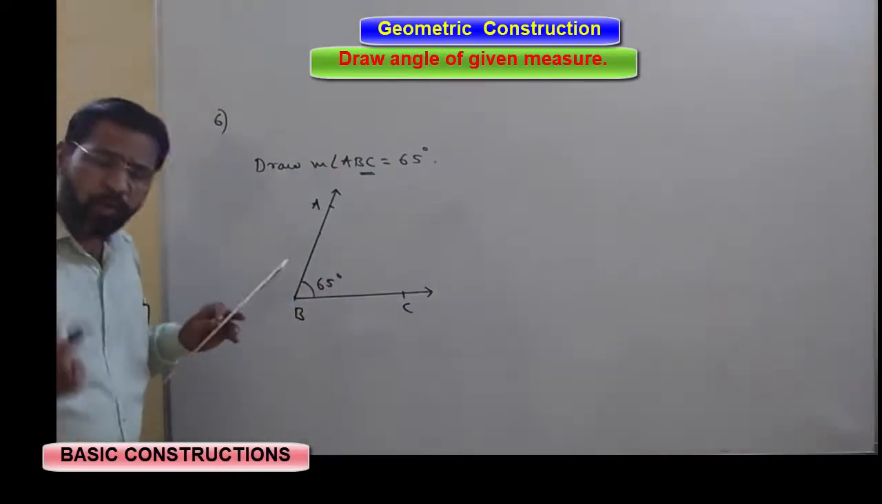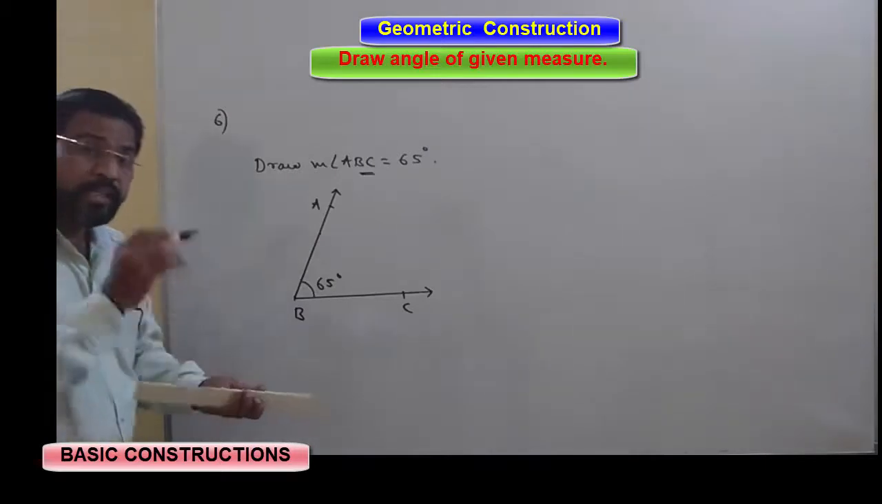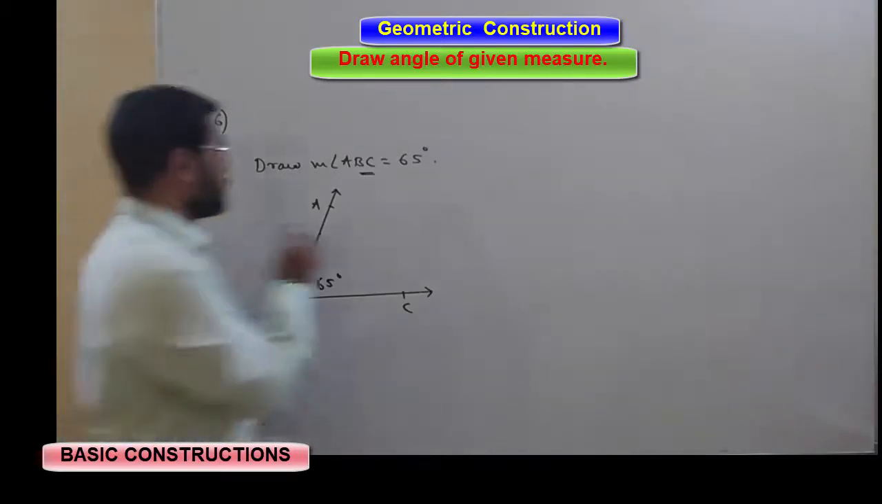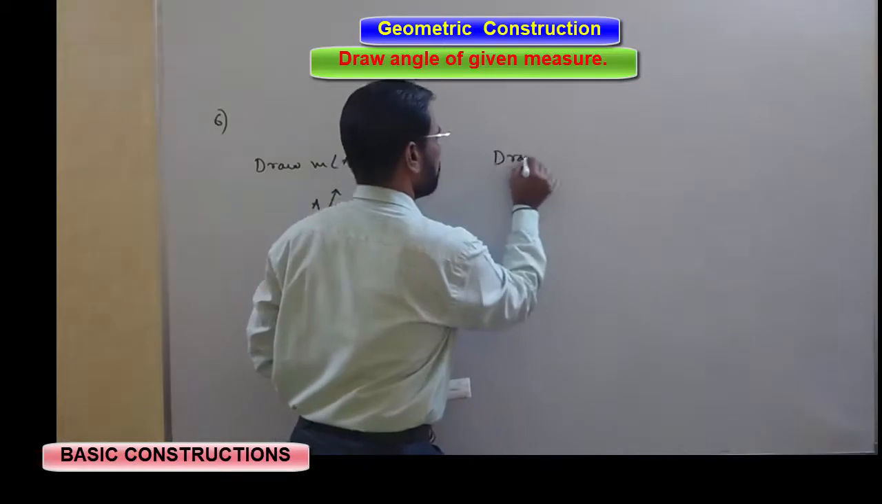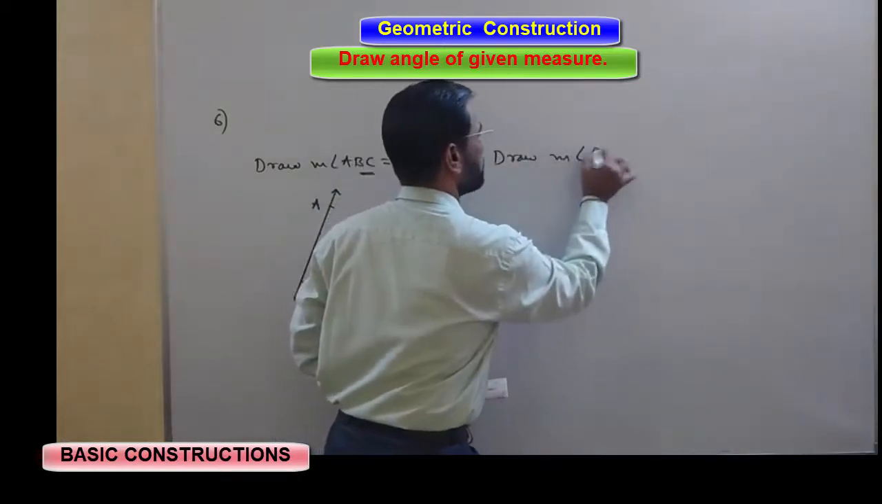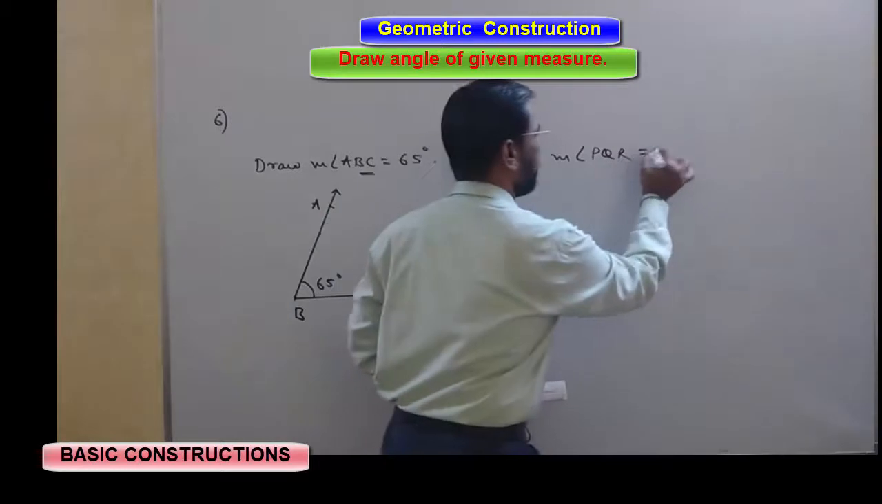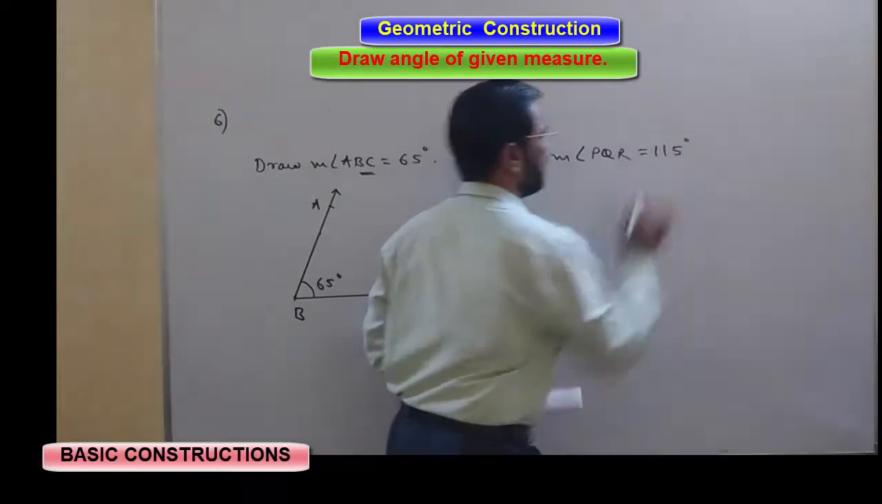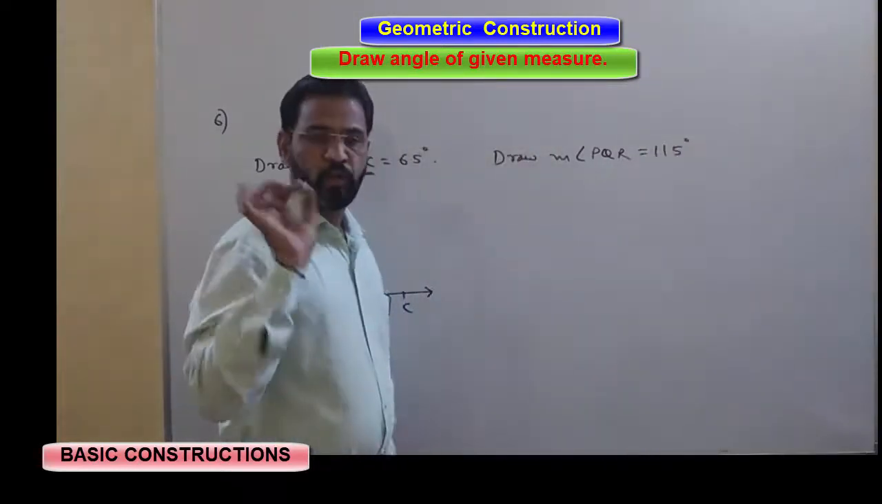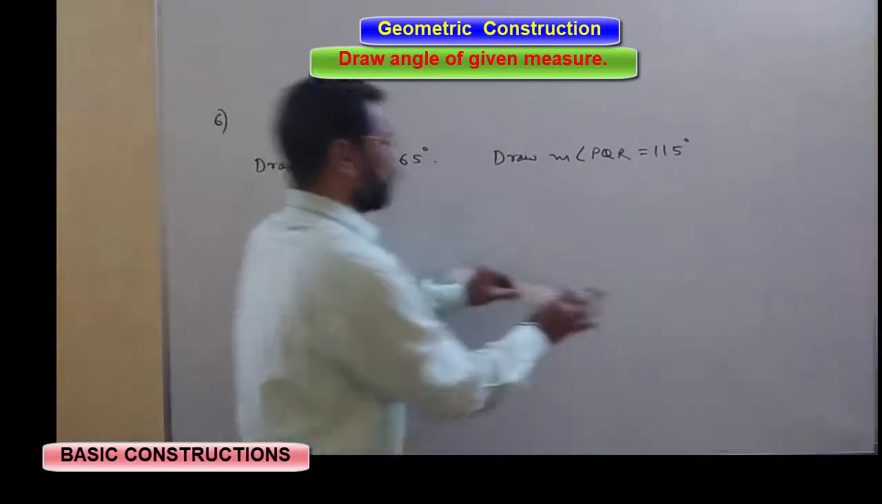Okay, I will draw one more angle. See here, that is an obtuse angle. See here, draw angle PQR of 115 degrees. Okay, just look here. Again, I will draw the base QR here.